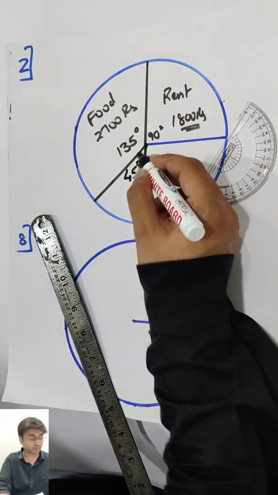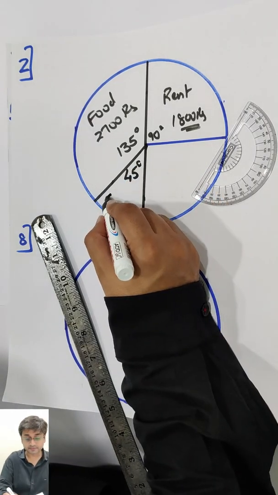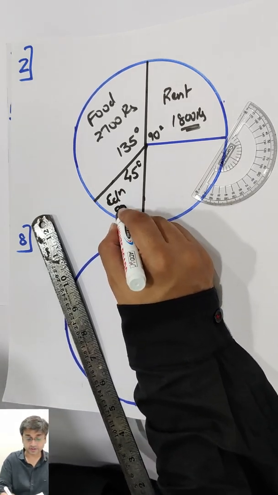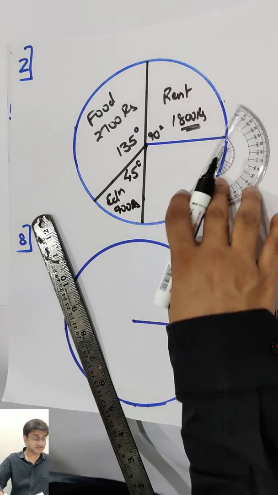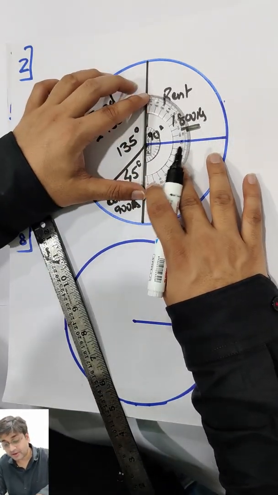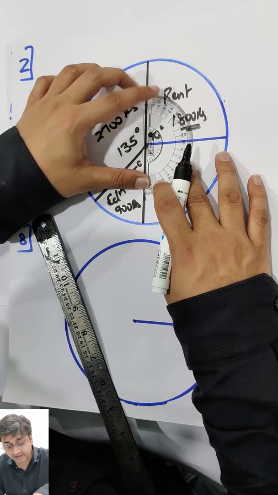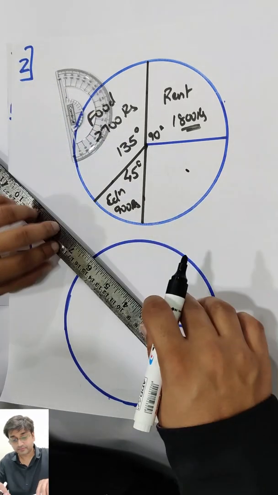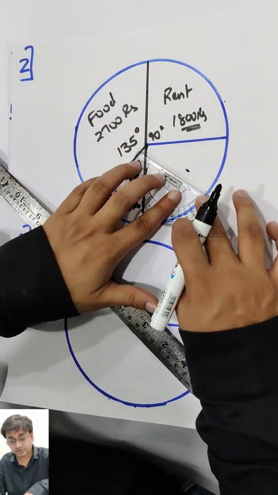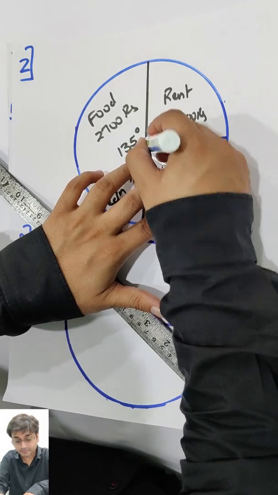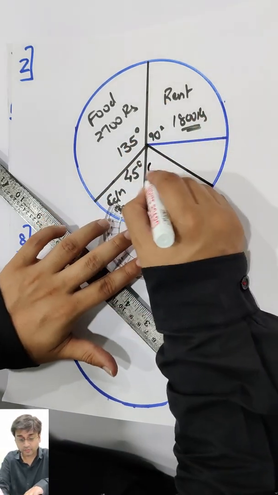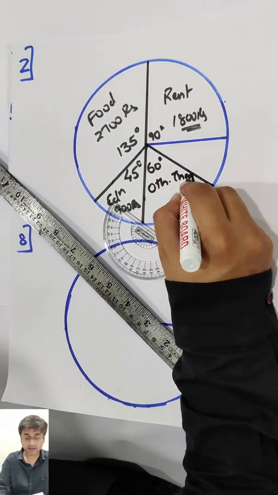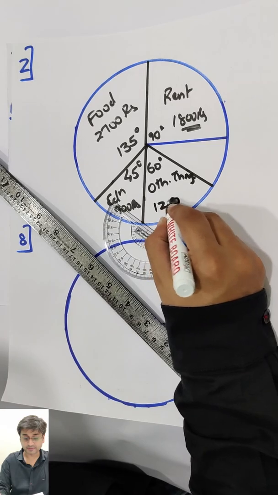So 45 degrees, what item is that? That's education. So education, amount is 900 rupees. Then the next one, 60 degrees. So now this black line becomes my base as 0, and I shall take 60 degrees. So let me draw 60 degrees. So 60 degrees right here. And what item was this? That's other things, and the amount used is 1200 rupees.